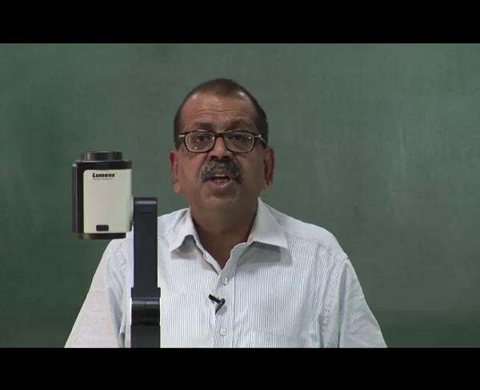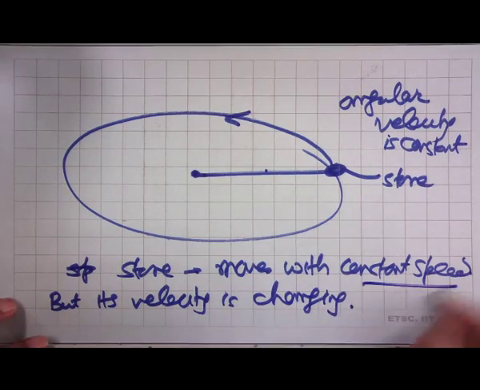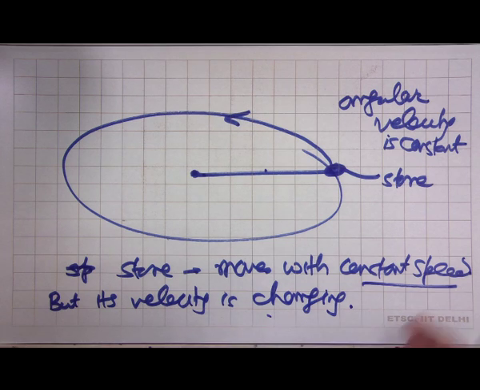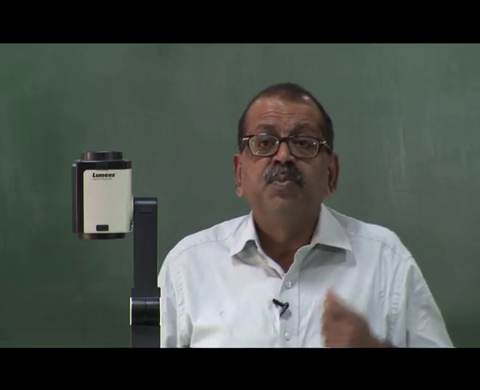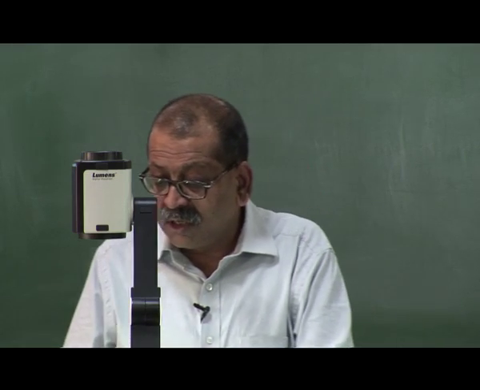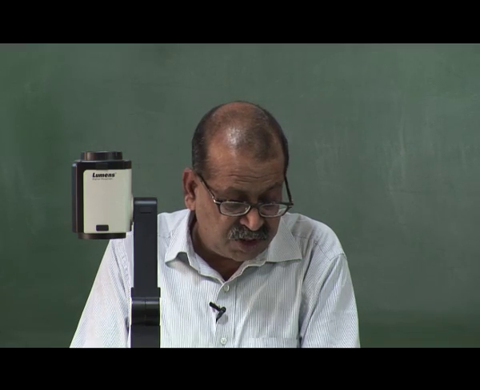Why is the velocity changing? Because the direction of the speed is changing. So, therefore, even though the stone is moving with a constant speed, its velocity is changing, and therefore its momentum is changing, because the velocity is not constant, its direction is changing.